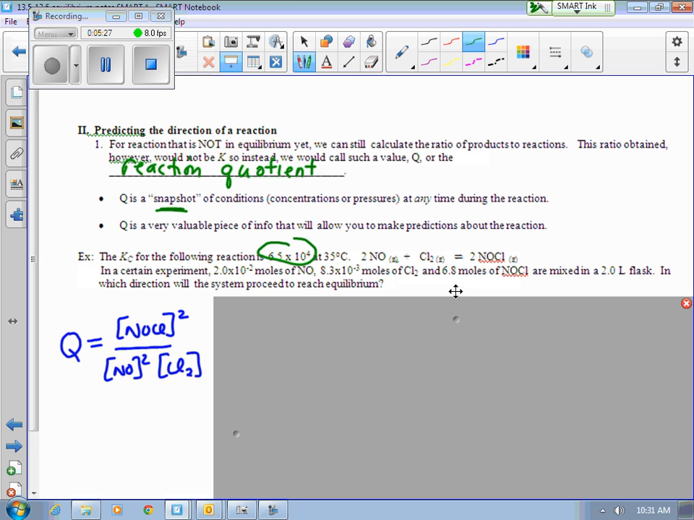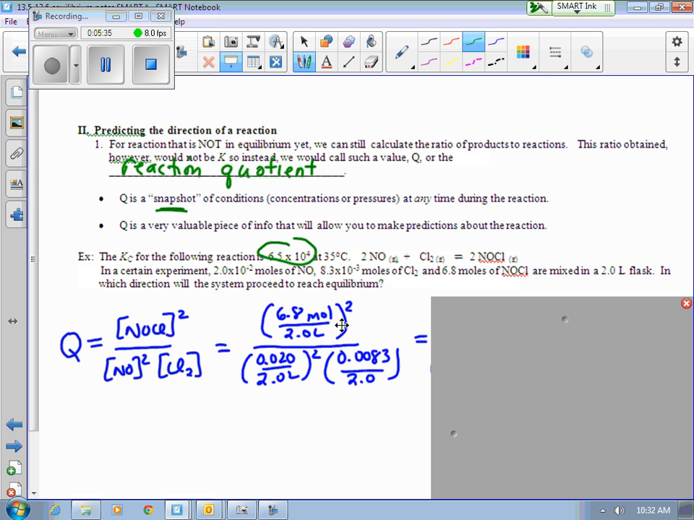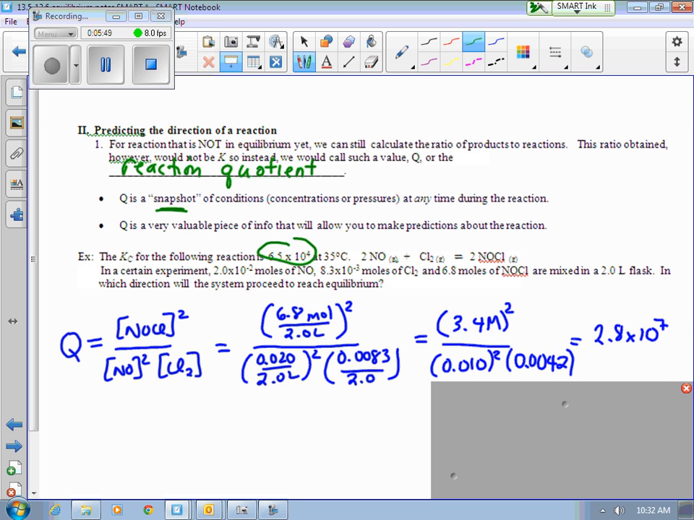Now be careful: these are mole values, and these brackets mean concentration, so you do have to make sure to convert them to concentration. That might look a little something like this. Go ahead and plug in your numbers, pause it if you need to, make sure you catch up, and get yourself an answer. Hopefully you paused, and I'm just going to continue on. Your work would look something like this, and then you get this number of 2.8 times 10 to the 7th.